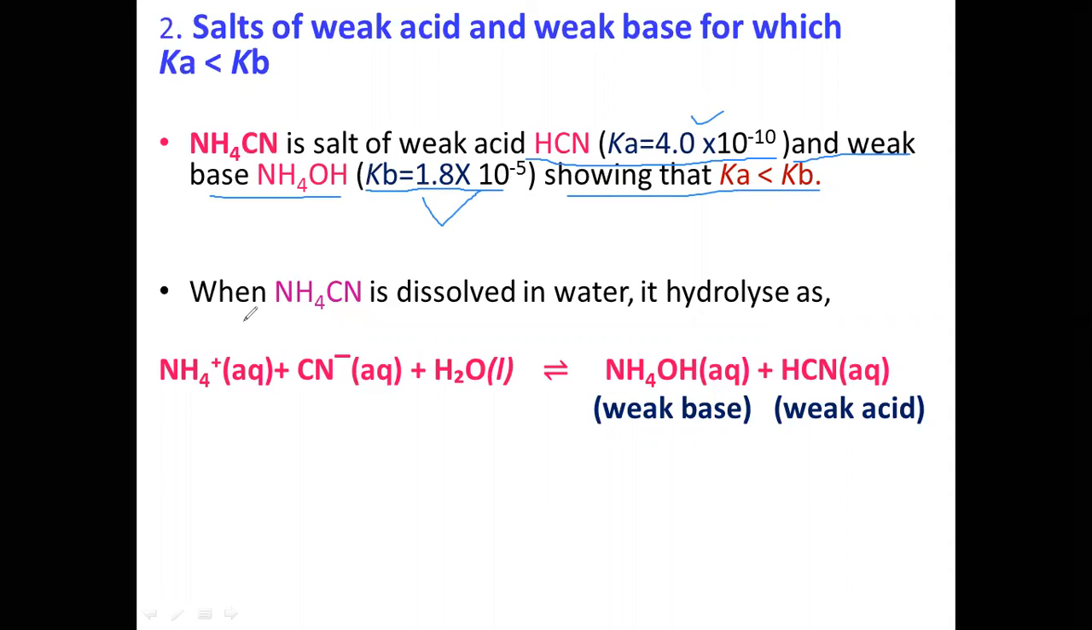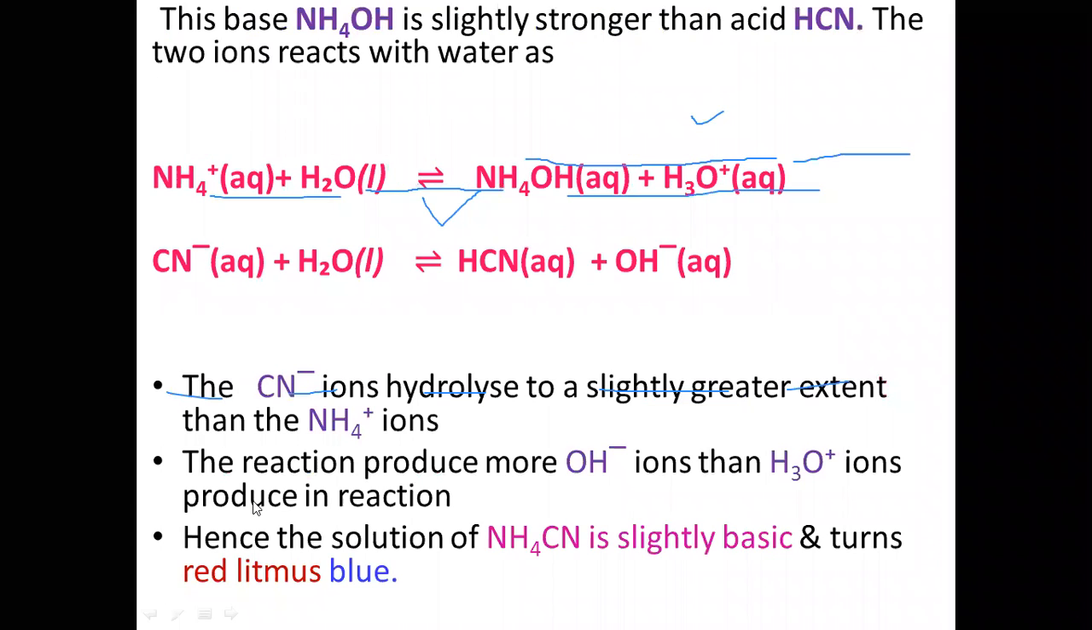Now whenever this NH4CN is dissolved in water, it hydrolyzes into this. We get NH4OH and HCN. NH4 positive plus CN minus ion both react with the H2O, producing NH4OH and HCN. Now this reaction we study separately, to see how this reaction produces this NH4OH and HCN, sorry, molecule.